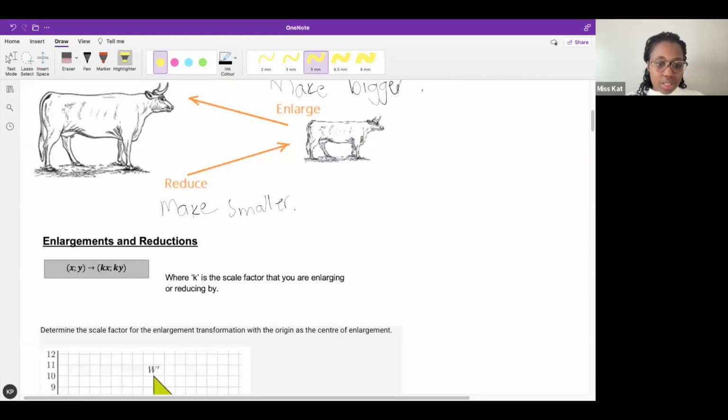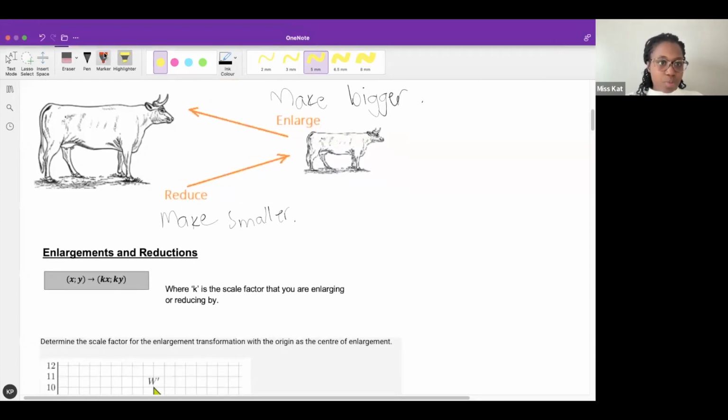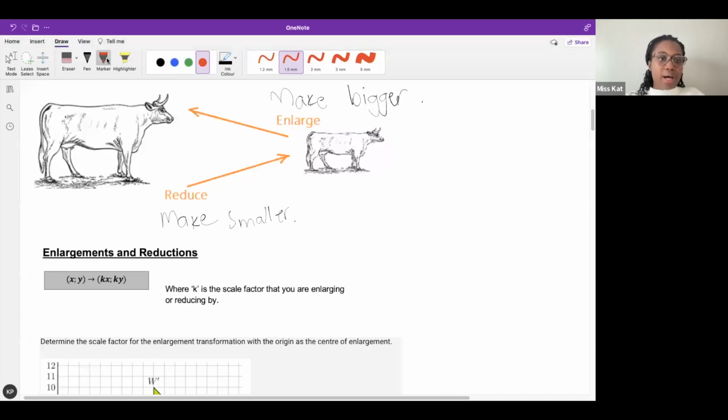Now, let's look at this, guys. We just spoke about scale factor. Remember, for transformations, we have been writing the change using the original coordinates.